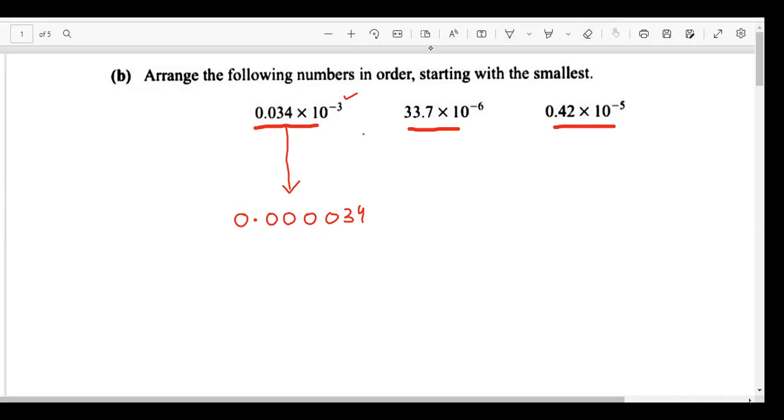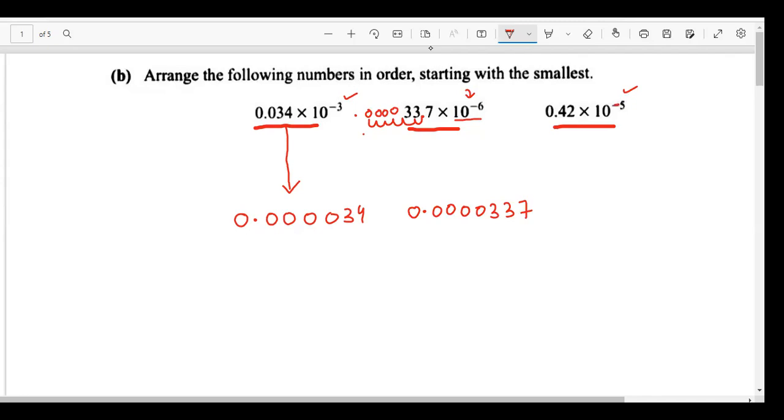So I can write 0.034 multiplied by 10 to the power minus 3 as this. Now we would not be wasting this much time. This is 10 to the power minus 6, so I will be moving this decimal 6 units to the left: 1, 2, 3, 4, 5, 6. So I can write it as 0.000033, 7. And I can write this number as we have minus 5.